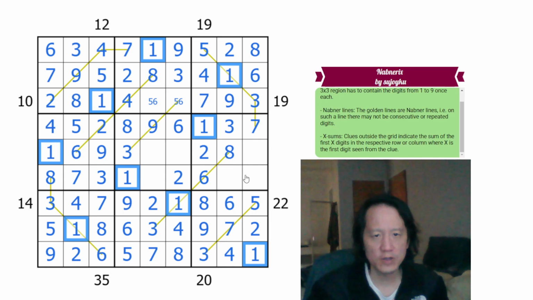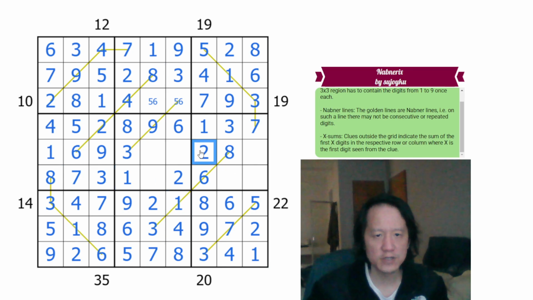I think we have all the 1s. We do have all the 1s. I think we now have all the 2's. We do have all the 2's. We have all the 3's. We do not have all the 4's. And those could be various things.